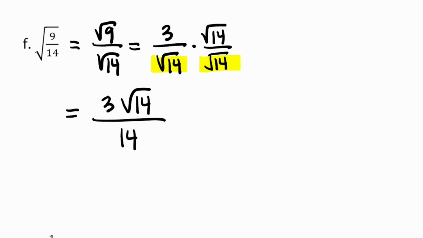And that root 14, there's not going to be anything I can do to simplify it. I'm talking about that one right there. Because 14 is just 7 times 2, and neither 7 nor 2 are perfect square numbers, so that's all I'm going to be able to do to simplify that.